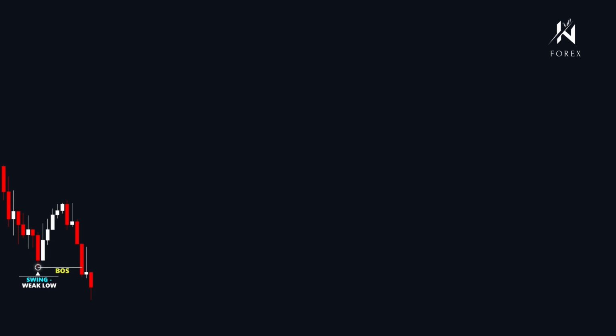Now, we need to mark the strong high in this move. To do that, draw a horizontal zone from the weak low up to the breakpoint. Extend that zone upward and find the highest point inside it. That's your strong high. Then price pulls back again.